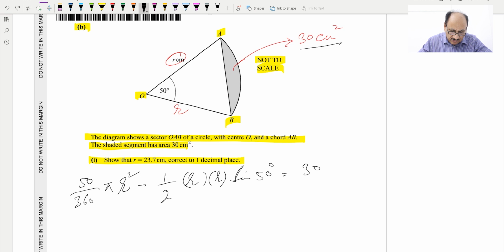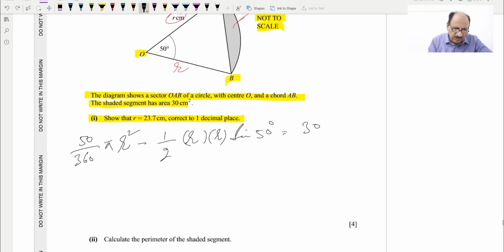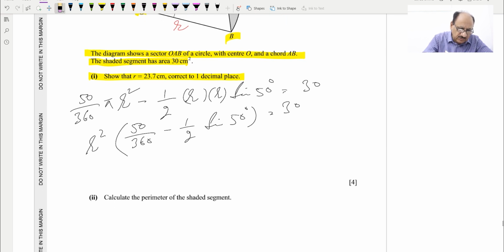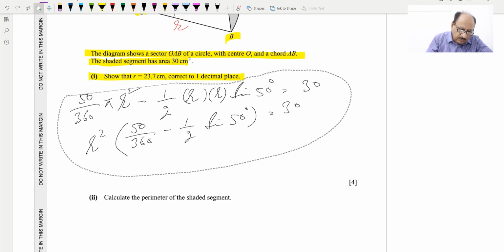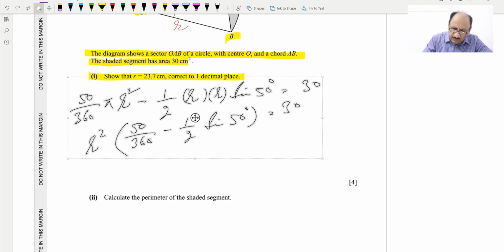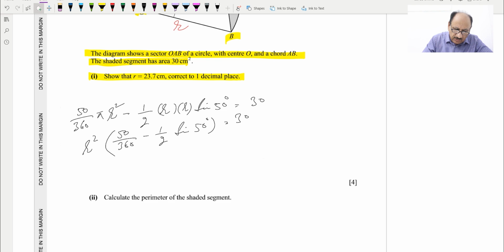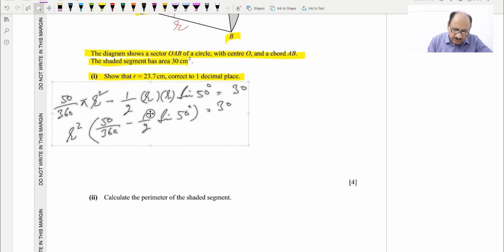Hopefully you understood this. Now we can rewrite this. The R squared we can take common, and inside will be 50 over 360 minus 1 by 2 sine of 50 degrees is equal to 30. This one, right? And then we can just resize this so that we can make proper space for this one. So this is the readable size.